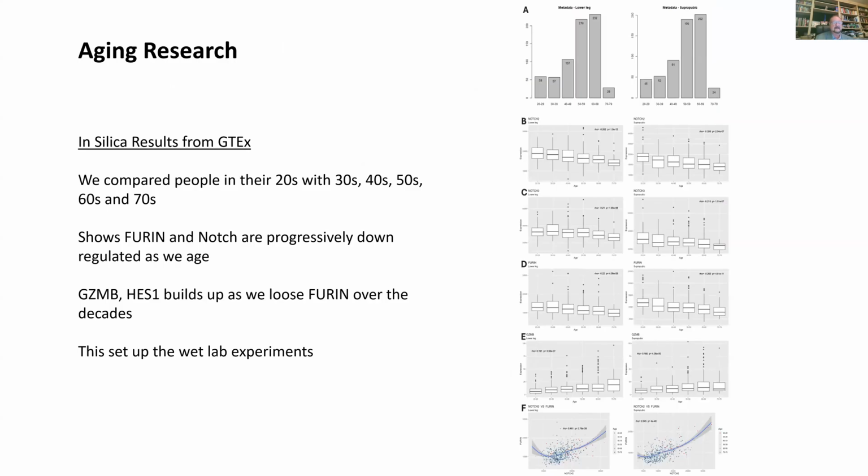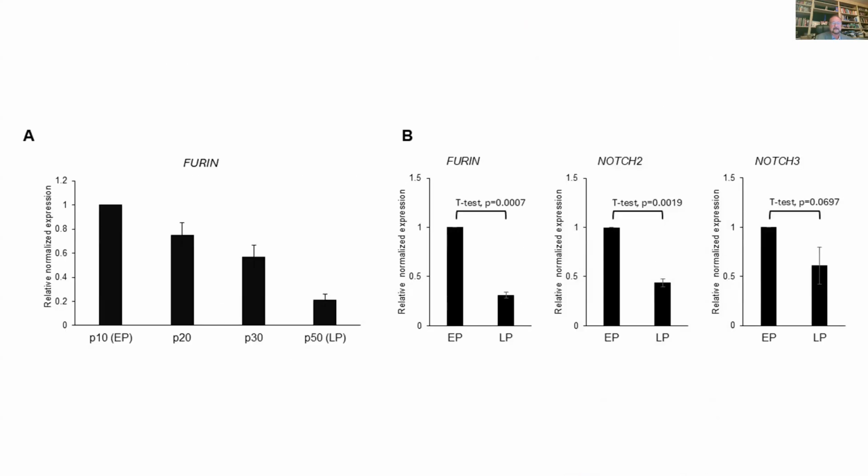And then what we did was we traced that back to the root cause, and we found a molecule called furin, which had the same pattern. That was the first thing in the cascade. And then we also found some things that built up. As we lost furin, we lost GZMB and HES1, and that caused them to go up. And when they went up, those built up toxic products in the cell and may lead to dysfunction.